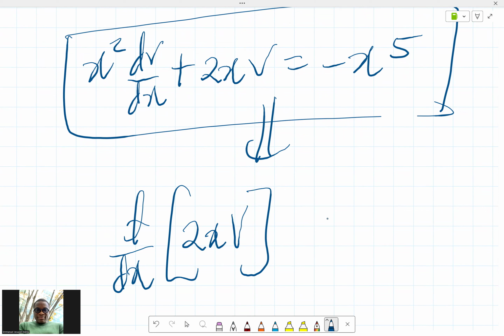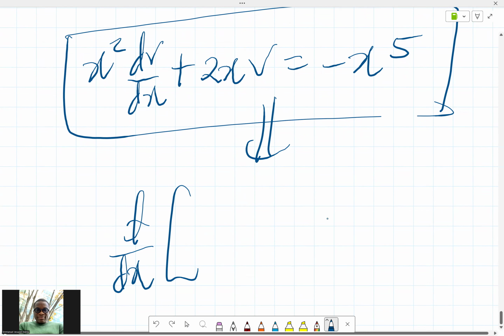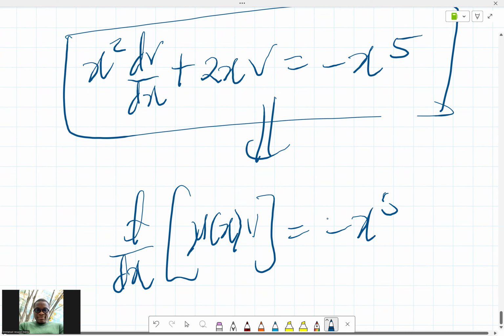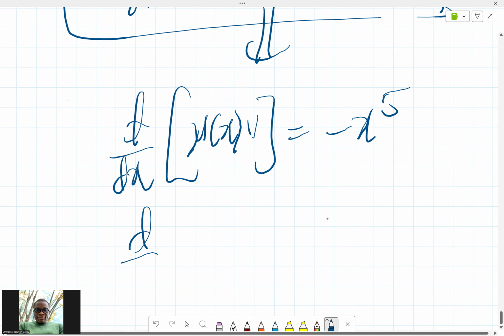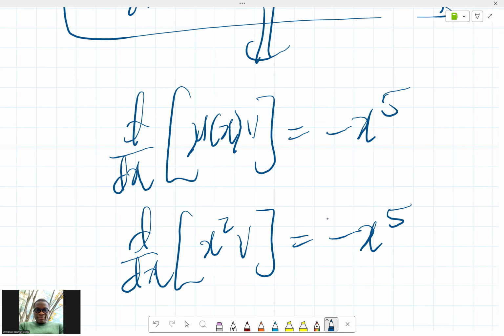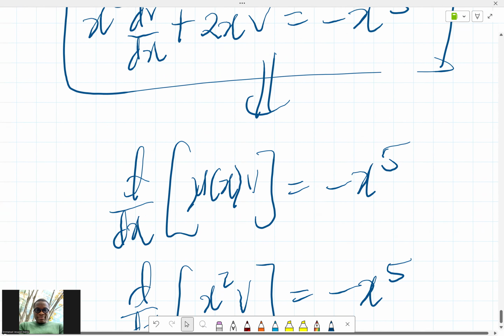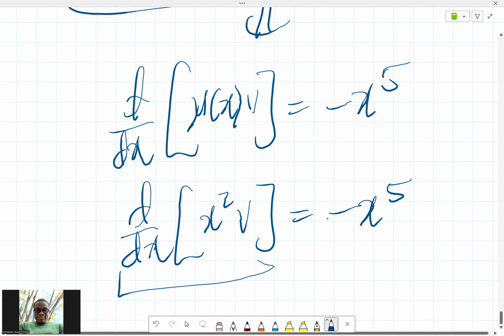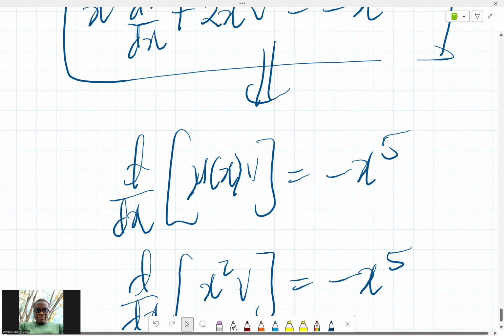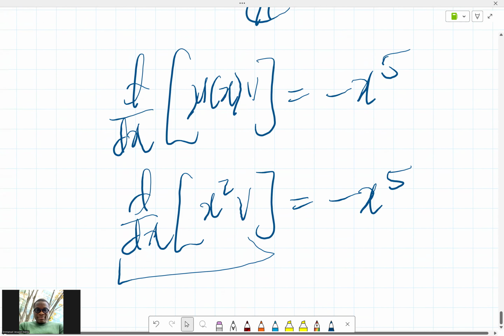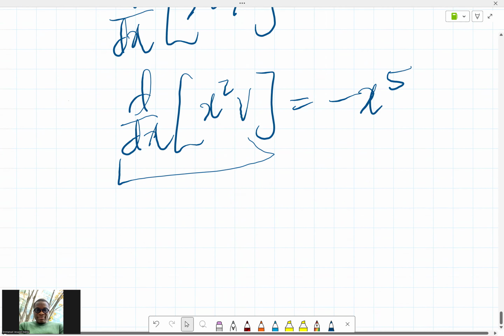Such that d/dx of (μx v) equals minus x to the power 5. So that means we have d/dx of (x squared v) equals minus x to the power 5. Of course this is correct, because if you differentiate x squared, you get 2x times v, and if you differentiate v, you get x squared dv/dx. So we are good to go.